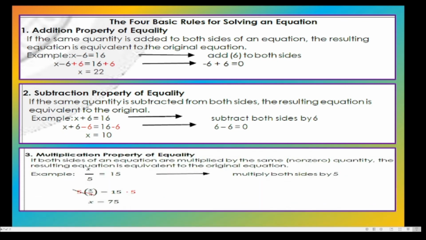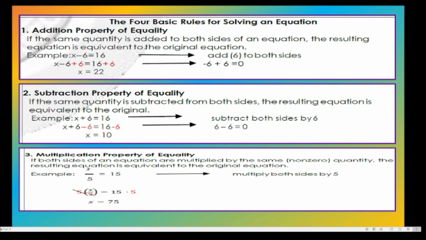Okay, let's move to multiplication property of equality. Both sides of an equation are multiplied by the same non-zero quantity. The resulting equation is equivalent to the original equation. Example, x over 5 is equal to 15.